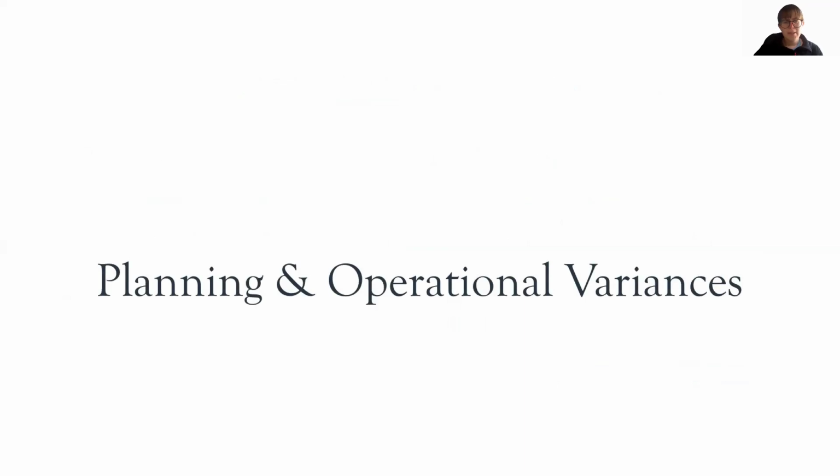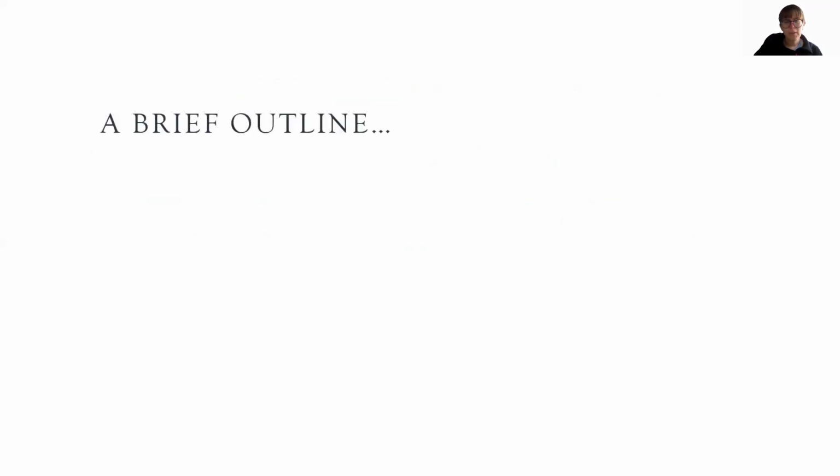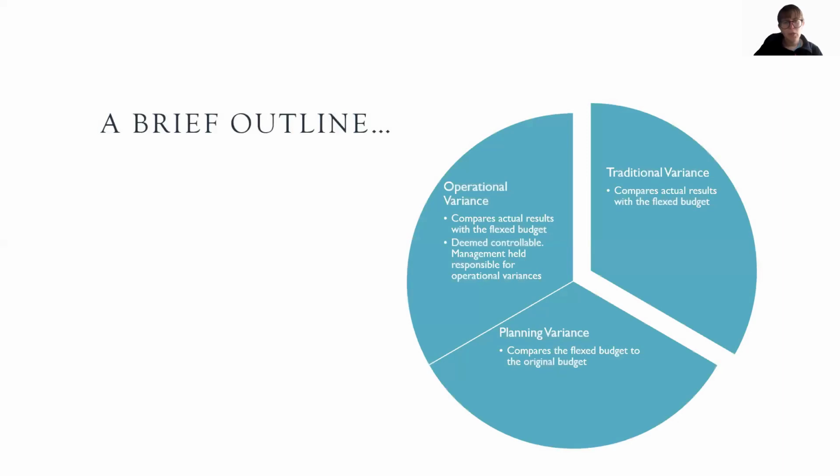So when we think about this, then we need to think about planning and operational variances, which is essentially calculated in a similar way to traditional variances, but we are breaking it up a little bit more. So just to give you a brief outline, then we have our traditional variance, which is going to compare our actual results with our flexed budget. Our planning variance then is going to compare the flexed budget to the original budget, and our operational variance is going to compare any actual results with the flexed budget, and it is going to be deemed controllable.